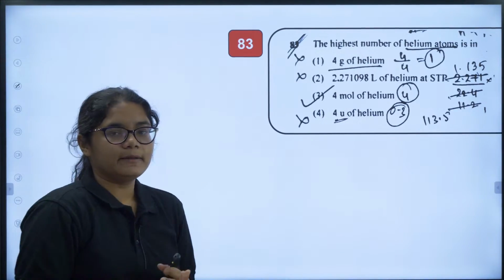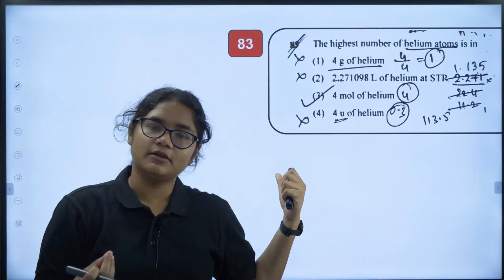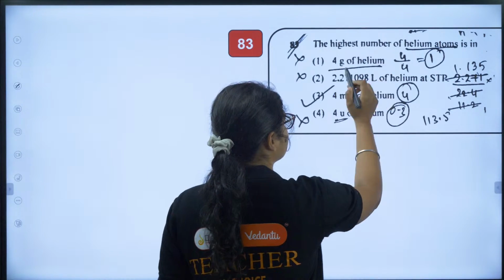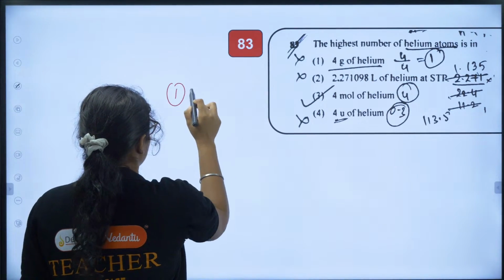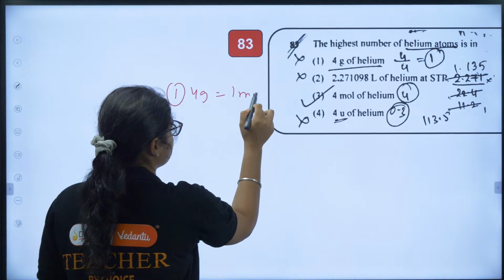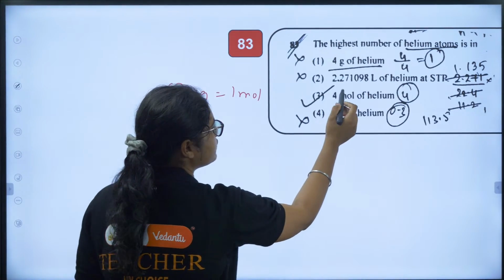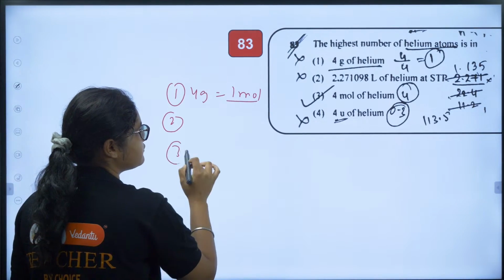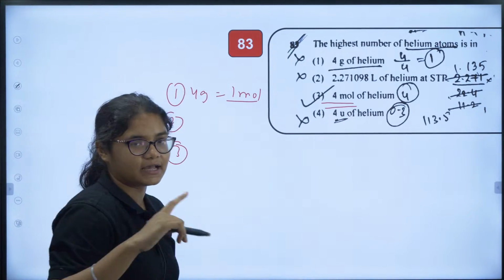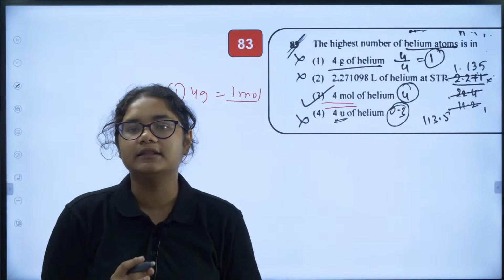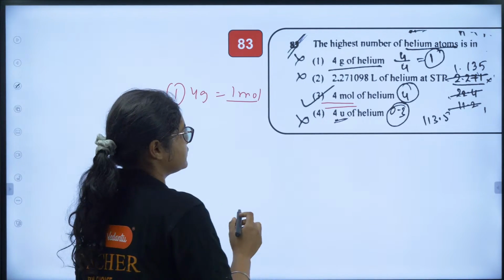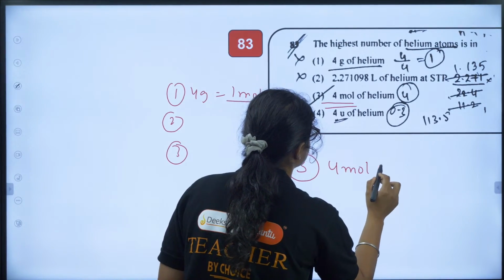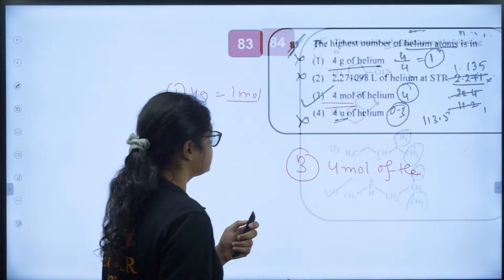Highest number of helium atoms. So whichever will have the highest number of moles, that will have the highest number of helium atoms. So if you see 4 gram, it is 1 mole. So 4 gram of helium is 1 mole, and the second one is 2.24 liter, whereas 22.4 liters is 1 mole, so less than that obviously. Now 4 moles of helium is directly given, this is the highest number of moles, so it will also contain the maximum number of atoms. So the correct answer for this question is option number 3, that is 4 moles of helium. Now let us see the next question.